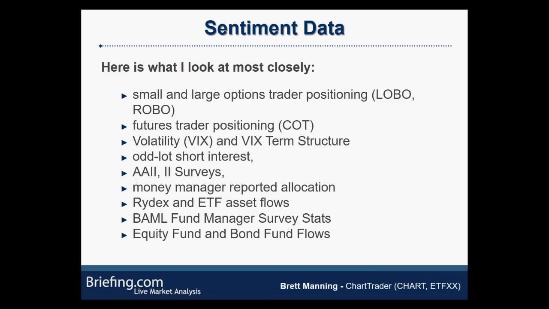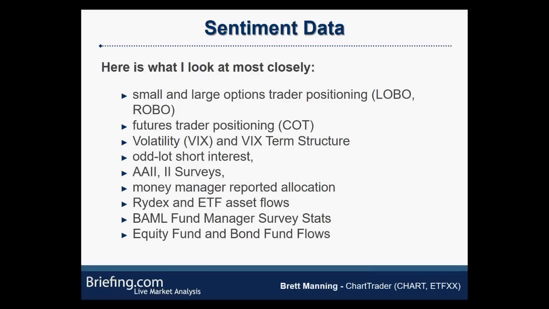This is the small and large options trader positioning. LOBO and ROBO, that stands for a large buy to open put call ratio. So large only buy to open. So big traders initiating options positions. And ROBO is the retail trader. So retail only buy to open. And this, by the way, you can get from sentimenttrader.com. Jason Goepfert is a friend of mine. He does an excellent job. I would highly recommend their service.